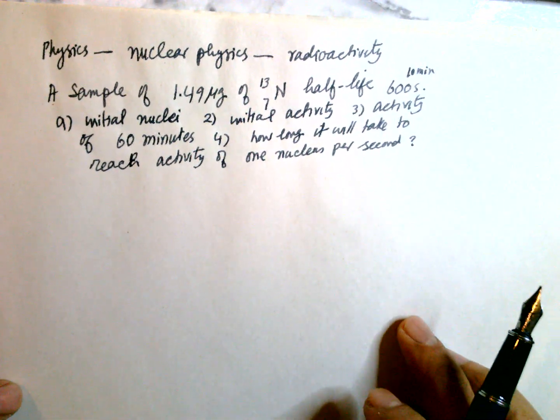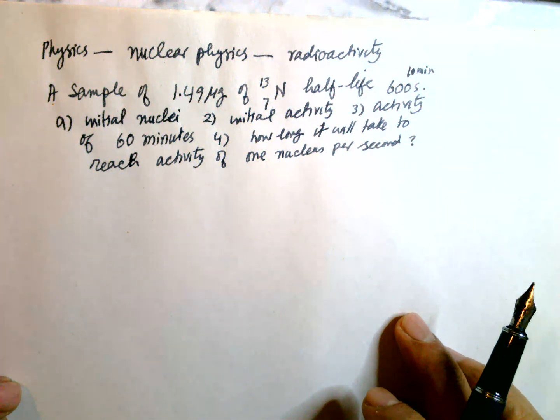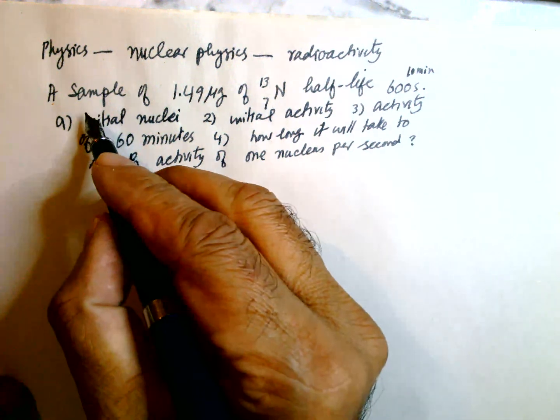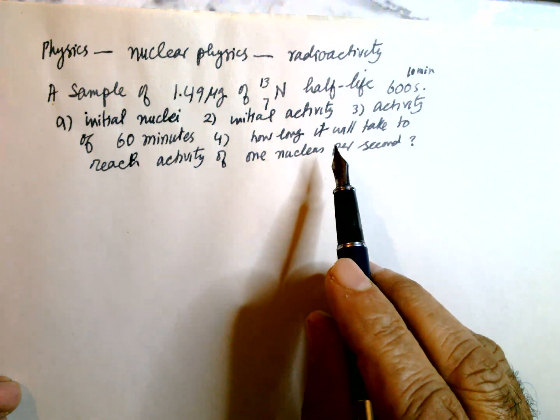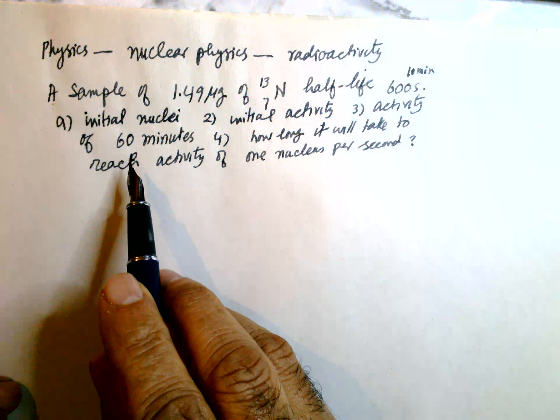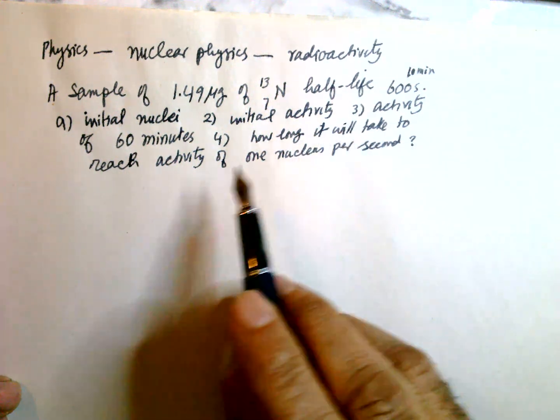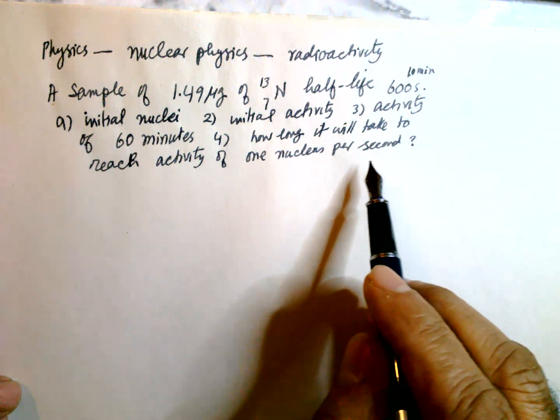Hello, physics. Nuclear physics, radioactivity. The problem is a sample of 1.49 microgram of nitrogen N-13, half-life 10 minutes, 600 seconds. What is the number of initial nuclei at t equals 0? The initial activity at t equals 0? The activity after 60 minutes? And how long will it take to reach an activity of one nucleus per second?